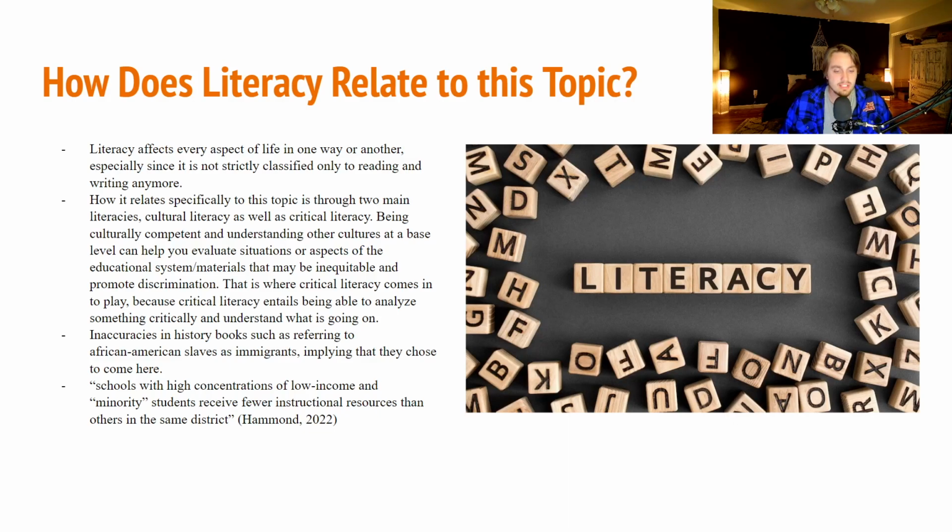So, inaccuracies in history books, such as referring to African American slaves as immigrants, implies that they chose to come here. In one of my resources that you'll see later in the slides, you'll be able to check that out yourself as well as the website. Schools with high concentrations of low income and minority students receive fewer instructional resources than others in the same district with higher income student bodies.